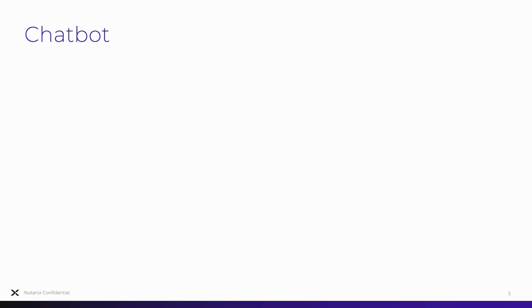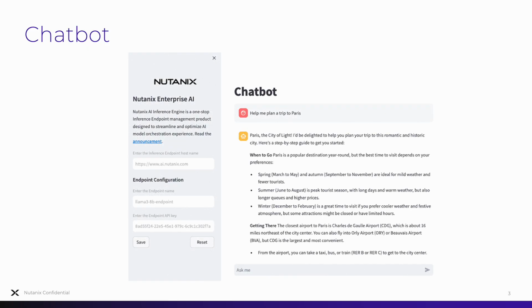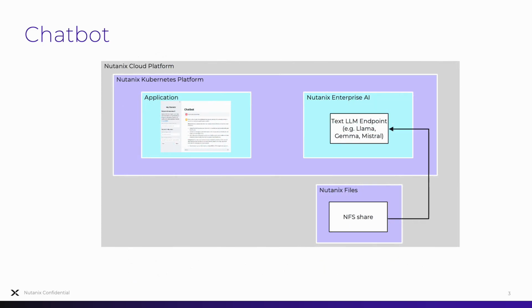So what does this look like? If we look at a simple chatbot application where you simply ask a question and receive an answer from an LLM, what this looks like on the back end, for example, is you'll have the chatbot application running. We have the LLM running, hosted on Nutanix Enterprise AI and living on an NFS share. In this case, we're running everything on Nutanix.